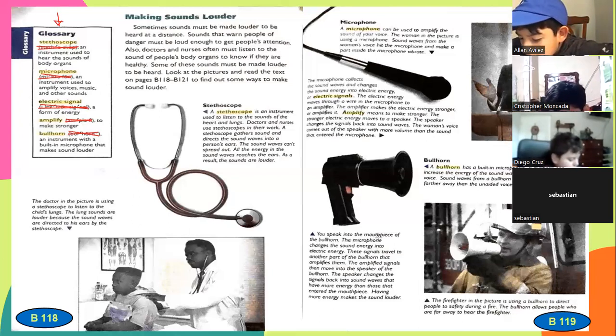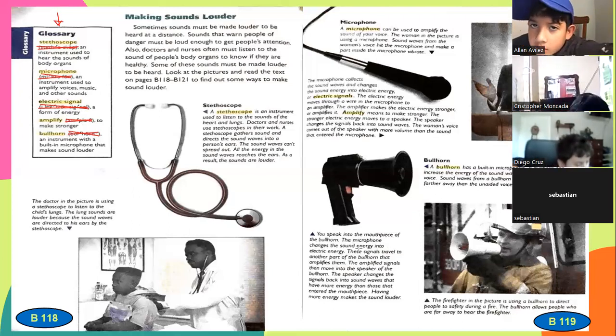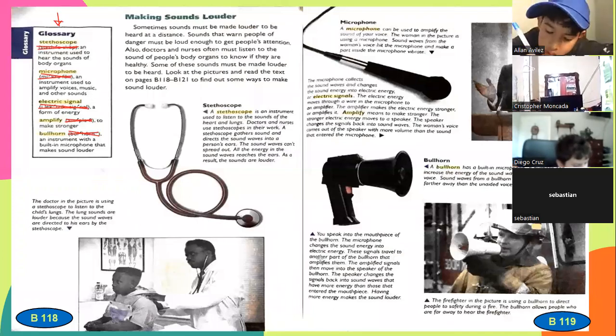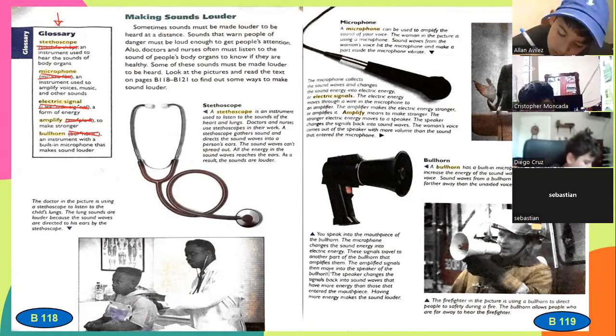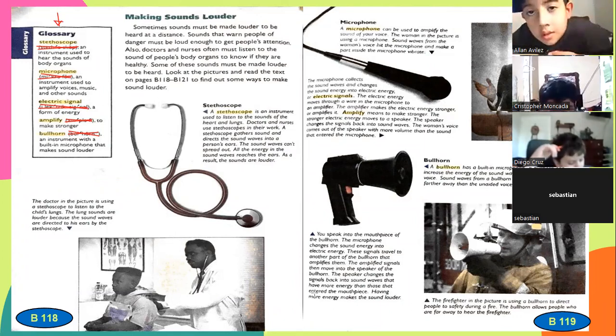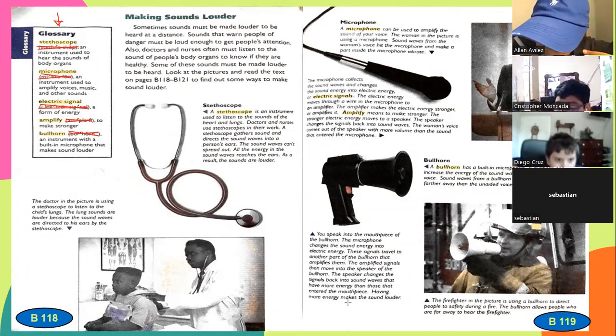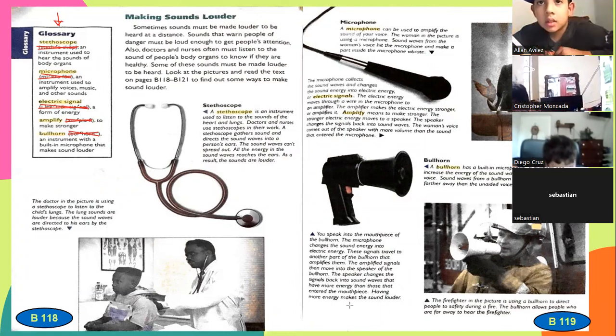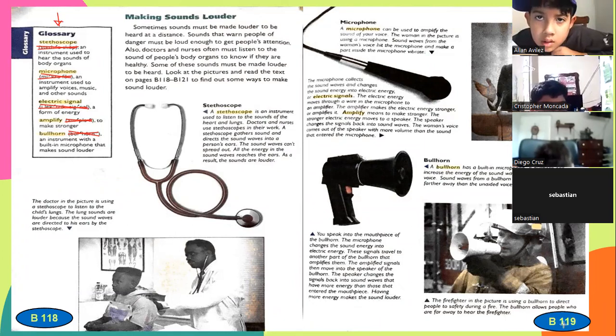You speak into the mouthpiece of the bullhorn, and the microphone changes the sound energy into electric energy. These signals travel to another part of the bullhorn that amplifies them. The amplified signals then move into the speaker of the bullhorn. The speaker changes the signal back into sound waves that have more energy than those that entered the mouthpiece. Having more energy makes the sounds louder.